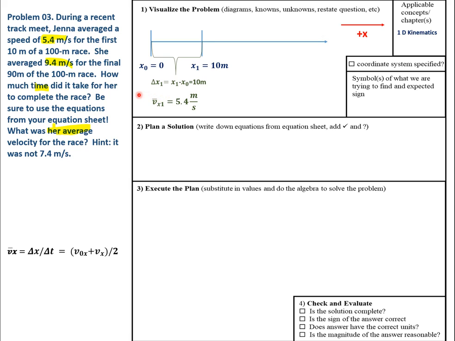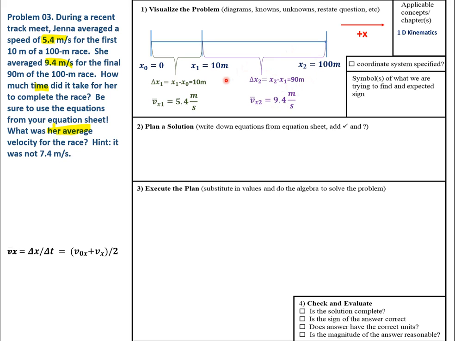For the second part of the motion, initial position is 10 meters and final position is 100 meters. So the displacement is 90 meters, 100 minus 10. And the average velocity for the second segment is 9.4 meters per second, as given in the question.